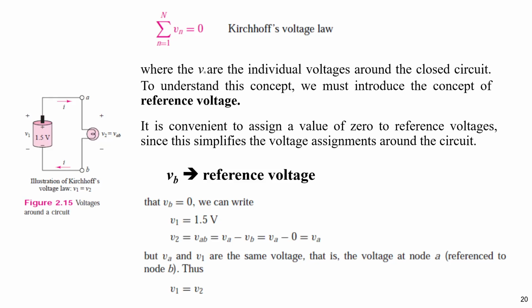Or for convenience, we can assign some node as the reference node. For example, in this circuit, we use node B as the reference voltage. This node B is 0. The voltage here is 1.5, right? With respect to node B here. And V2 also is VA minus VB. So V1 and V2 are equal in this case.